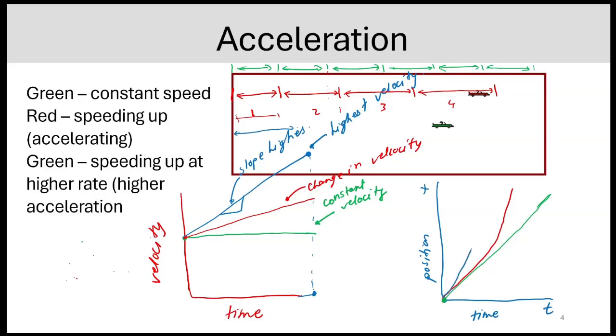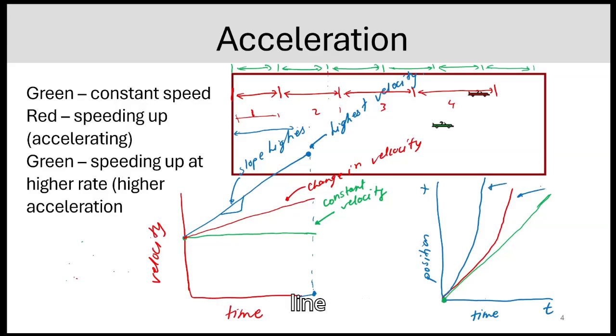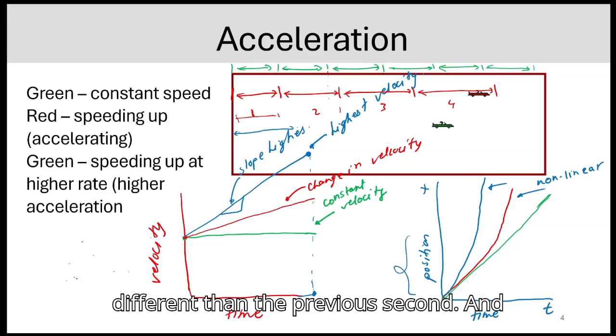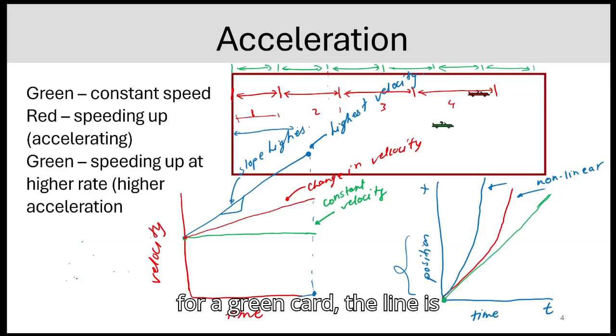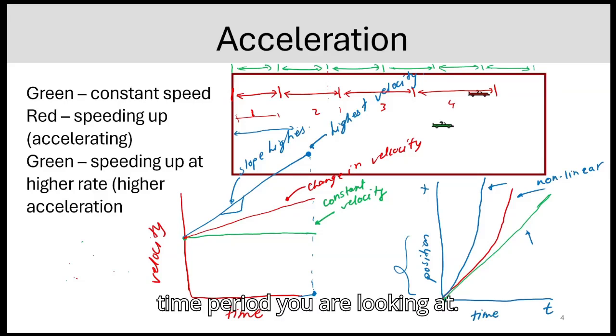So here, these two lines will be non-linear because the car is accelerating, and every second the position it covers is different than the previous second. And for the green car the line is straight, meaning every second the car will cover the same distance regardless of which time period you are looking at.